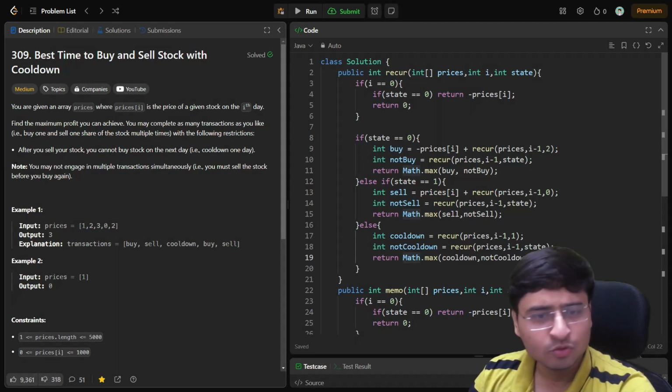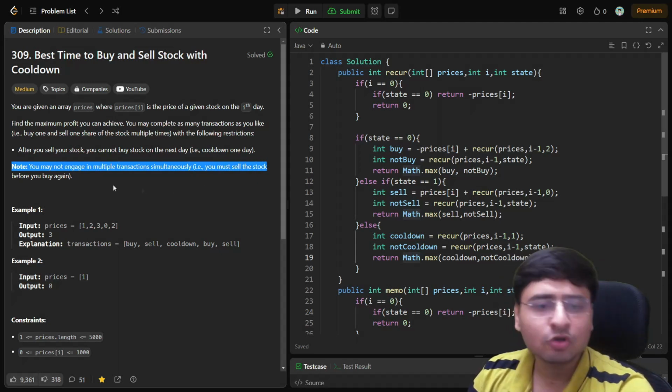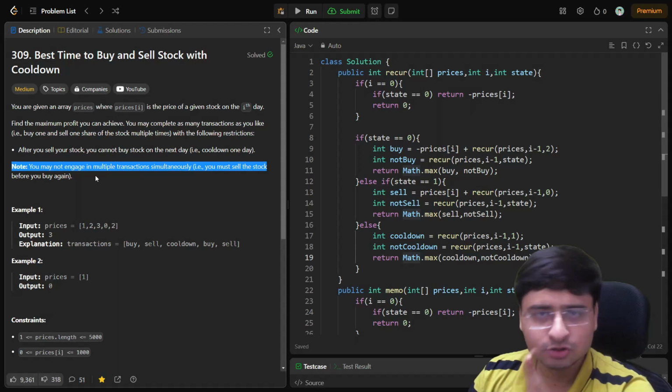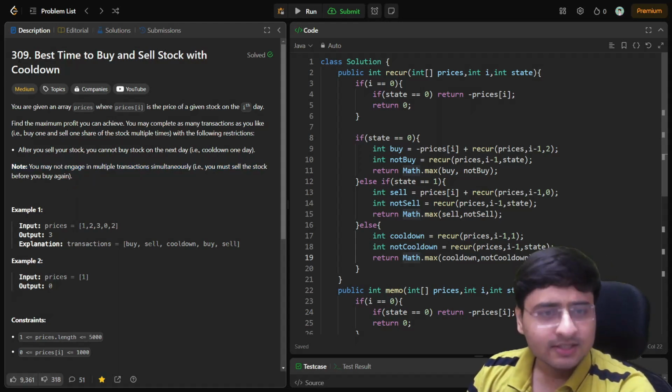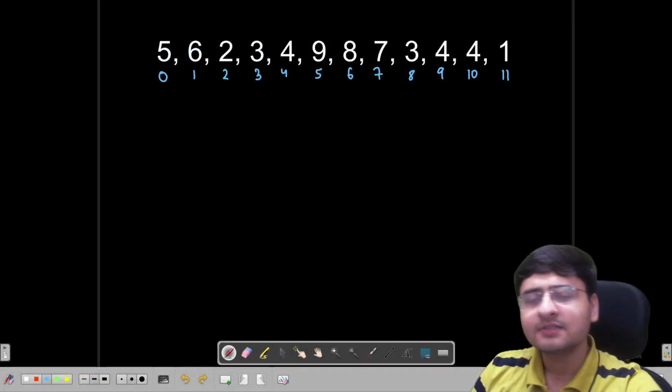So again, you may not engage in multiple transactions simultaneously. Basically, you must sell the stock to buy again. You can only hold one stock at a time, correct? So let's understand this question more on the board itself and then discuss the tabulation approach. So I've taken an example here.